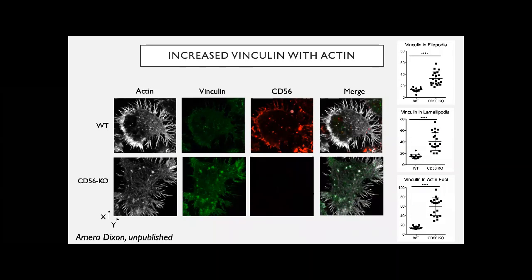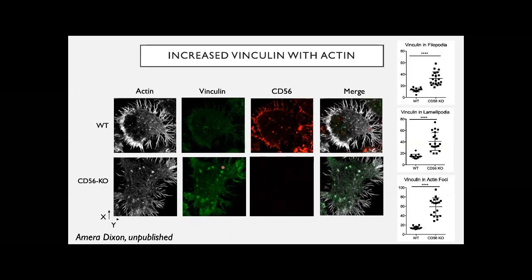So when we look more closely at these, we can find that what was actually quite striking was the increased frequency of vinculin in these complexes. So again, we're looking at a wild type cell shown here on the top and a CD56 knockout cell. So we can see on the top here in the wild type cells, sort of smaller actin foci, and in the CD56 knockout cells, again, we see these large actin foci.